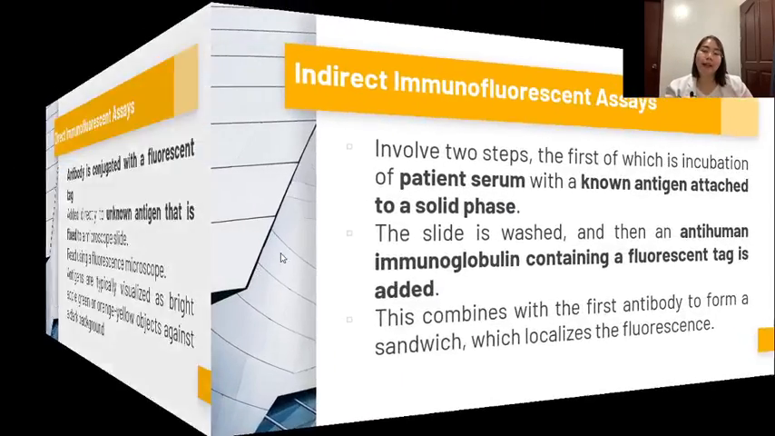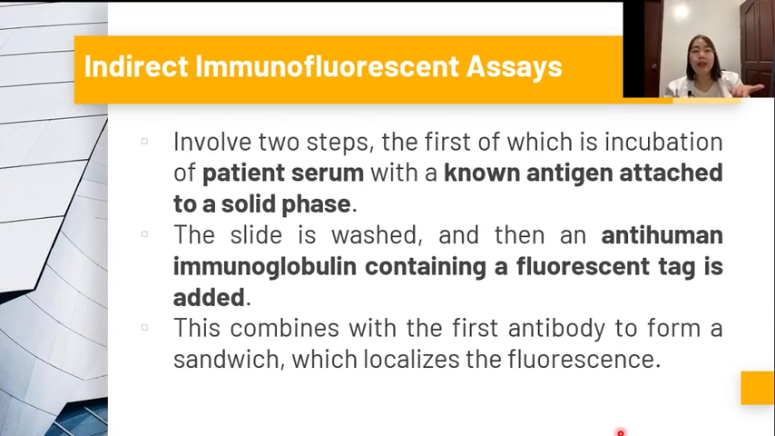While in indirect, class, the slide has the unknown patient antigen, and you directly add an antibody which is labeled with a fluorescent tag. The relationship is proportional. So, if there is presence of antigens in the sample, your known antibody for the antigen you are detecting will bind, and there will be fluorescence. Okay, so fluorescence means there is presence of patient antigen.